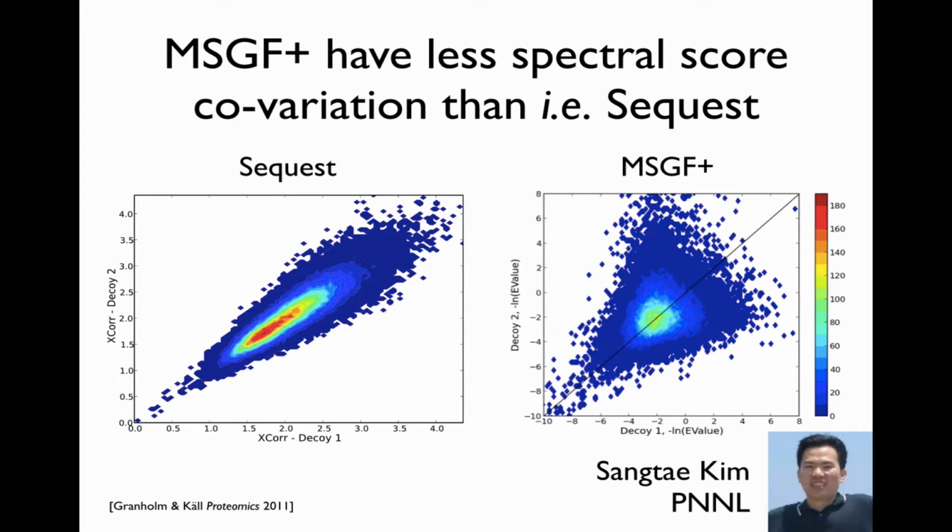The challenge here is that MSGF+ has been designed very much with this problem of spectral covariation in consideration, even though they don't express it the same way as I do. And you can actually see that there is far less covariation in MSGF+ than there was in, for instance, Sequest. Would this still lead to increased performance using Percolator?